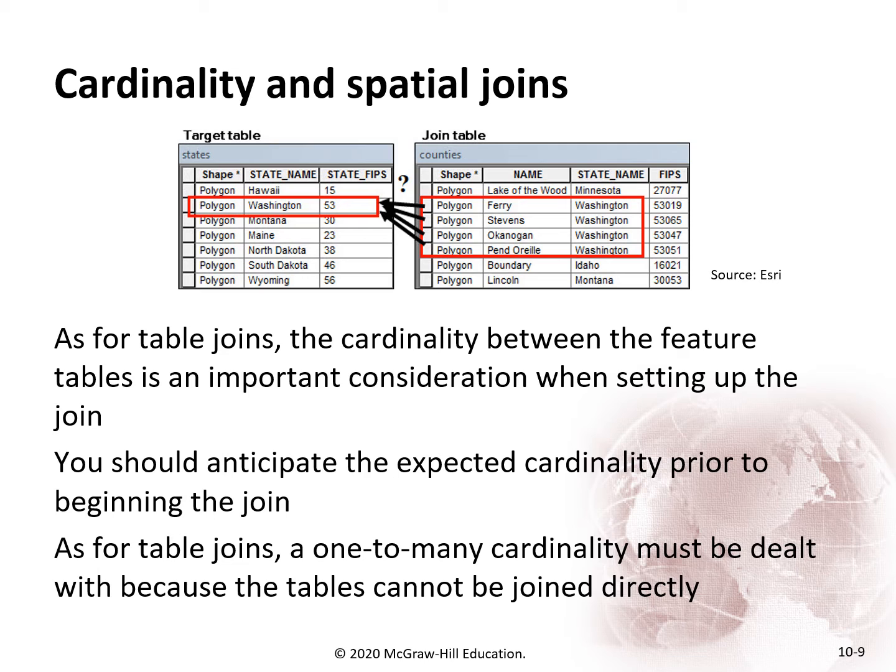This works out really great if you've only got one thing here to join to one thing there. Less so when that's not the case. And as it says here, as for table joins, one-to-many cardinality must be dealt with because the tables cannot be joined directly. So when you have many things here that you're trying to join to one, and they call that one to many, which to me it should be many to one, but that's another story. The issue is you can't do that. You can only take one thing here to one thing here. So when you have a situation like this, where you're trying to join information from all the cities in Washington to a polygon of Washington, you have to do something called a summarized join.